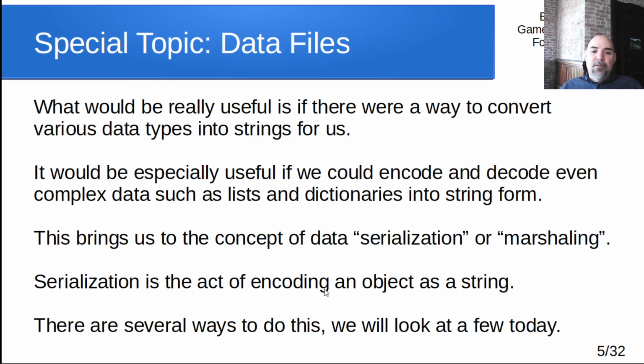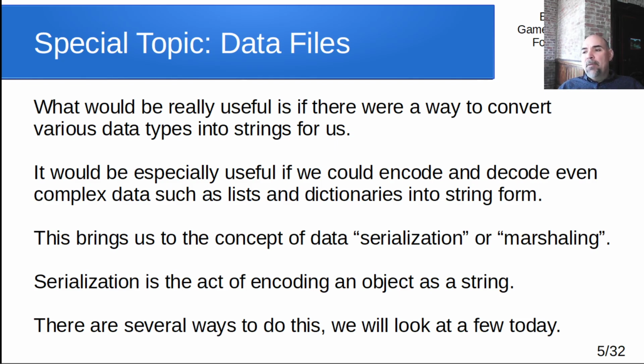Now, what we're going to do is look at what if there's a way to convert it into those strings to store in the file for us. So rather than us having to do it, there was some sort of special feature that did it for us. And it would be especially useful. You could both encode and decode really complex data, like lists of things that could change sizes, dictionaries that automatically associate a key value pair for us. If we could have a way that it automatically did that without us having to do it for variable numbers of things and different kinds of complex data, that would be great.